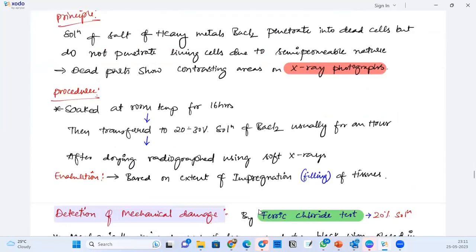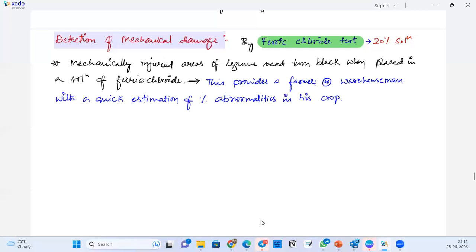Okay, detection of mechanical damage. If there is any mechanical damage, it can be directly detected by using a solution, which is 20% ferric chloride solution. This is particularly for legume seeds. It will turn black if there is any membrane rupture.